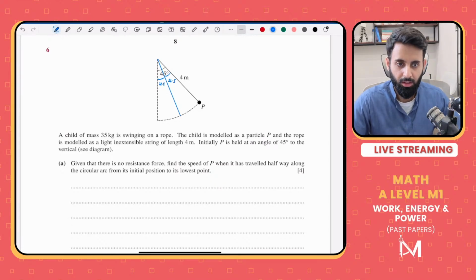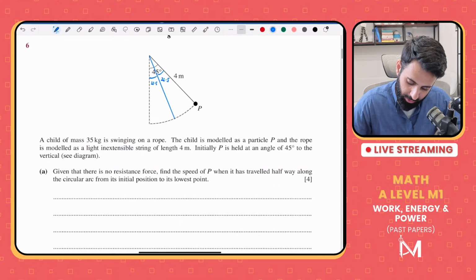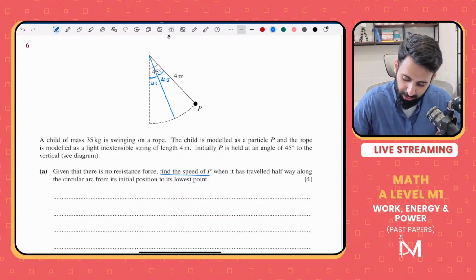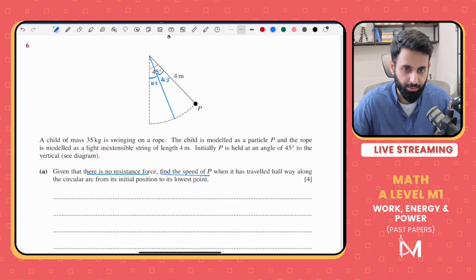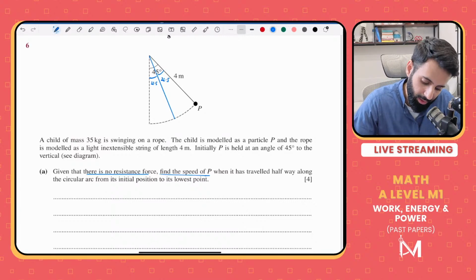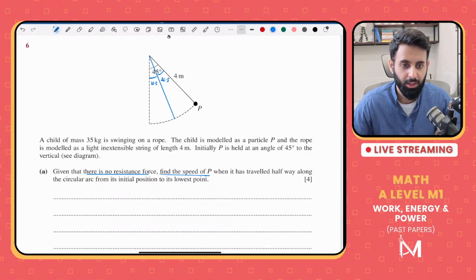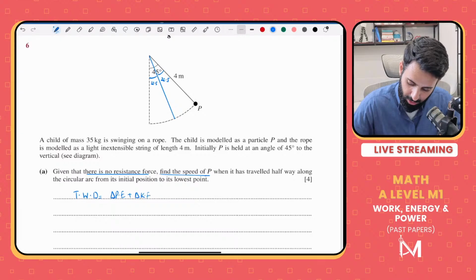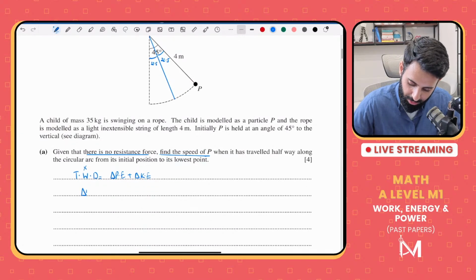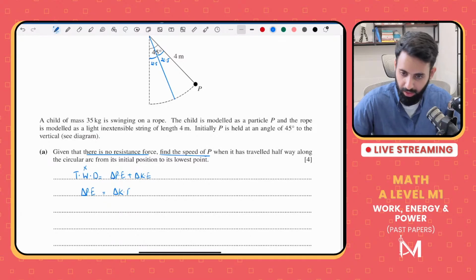Now, what do we have to do? We have to calculate, find the speed. Now, because there is no resistance force and because there is no external driving force, there is no pushing force, there is no pulling force. So what does that mean? That means the change in potential energy would be equal to the change in kinetic energy. So if you use this formula, total work done is equal to change in potential energy plus the change in kinetic energy. Because there is no total work done, the loss in potential energy would be equal to the gain in kinetic energy.